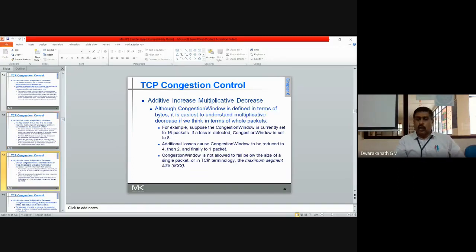Coming to the next thing. Although the congestion window is defined in terms of bytes, it is easiest to understand the multiplicative decrease if we think in terms of whole packets. For example, suppose the congestion window is currently set to 16 packets. If a loss is detected, the congestion window is set to 8, half of it. Additional losses cause the congestion window to be reduced to 4. Then still congestion is there, then 2 and finally to 1. The congestion window is not allowed to fall below the size of a single packet. It means it never comes down to less than a single packet, or in TCP terminology, the maximum segment size, that is MSS, that you have to make a note of.